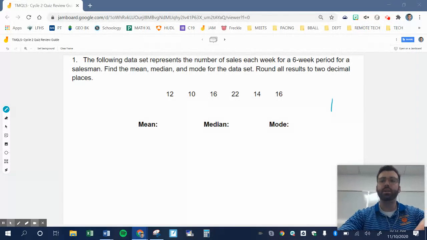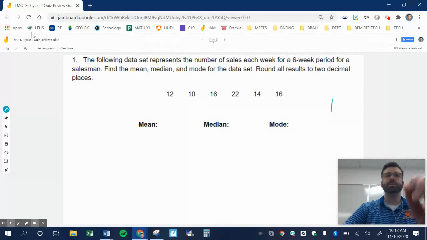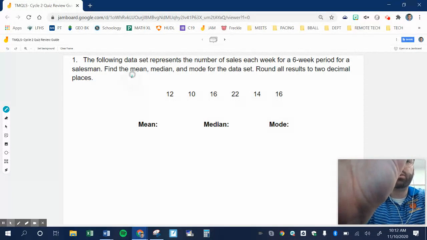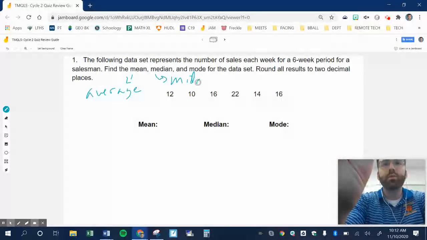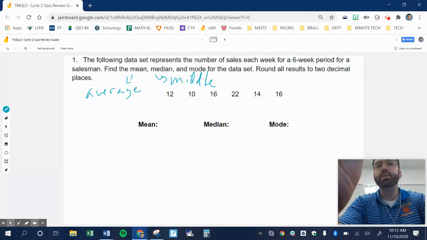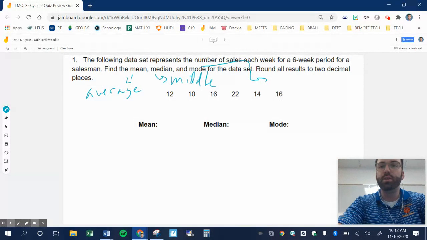So number one talks about how data represents the number of sales in a 6-week period. Find the mean, median, and mode. Remember, let's just review real quick. Mean is the average. Median is the middle when our numbers are arranged from smallest to largest, and mode is the one that occurs the most. Mode sounds like most to me.